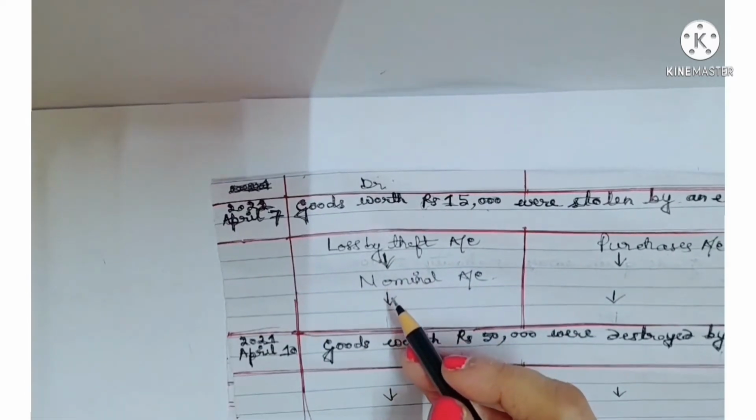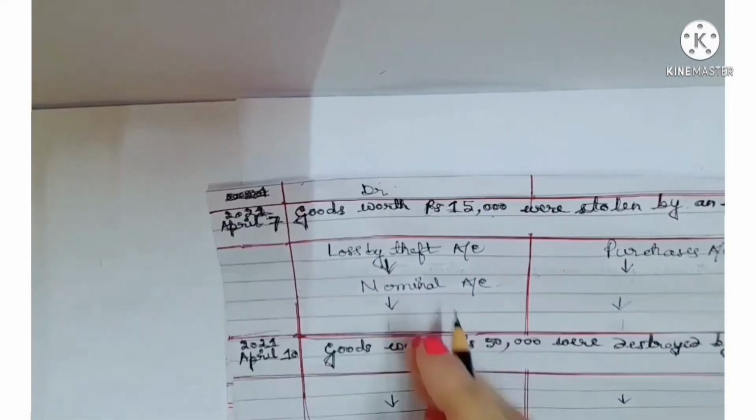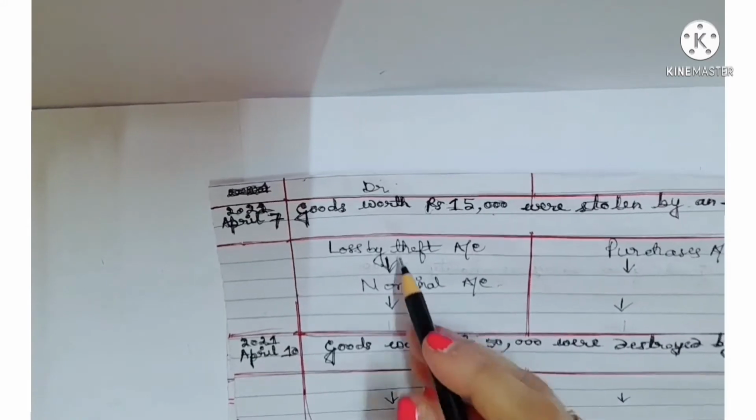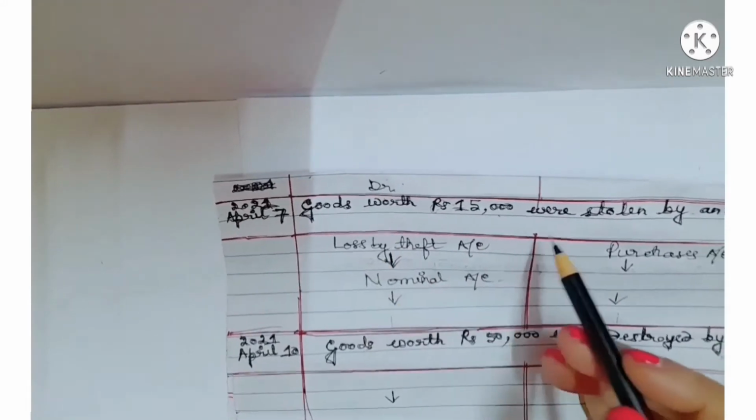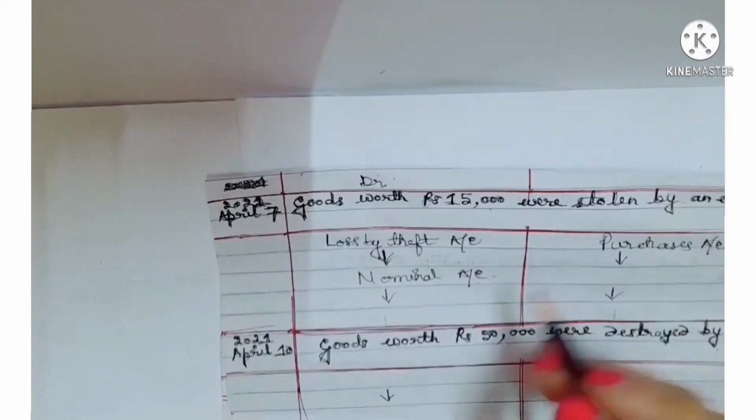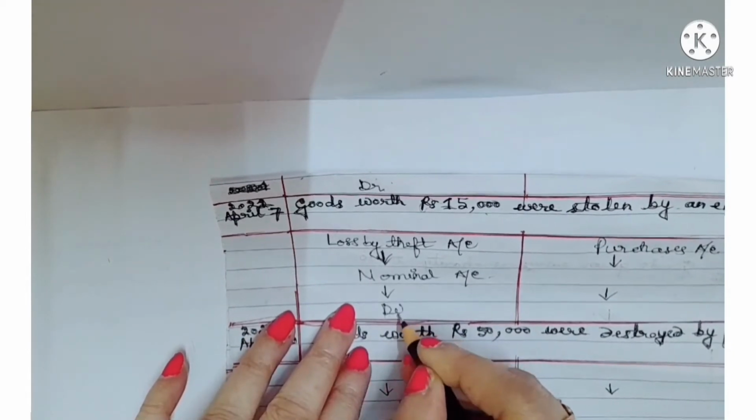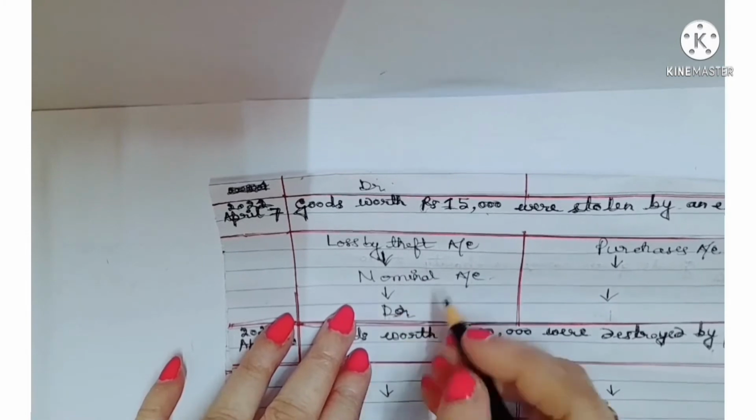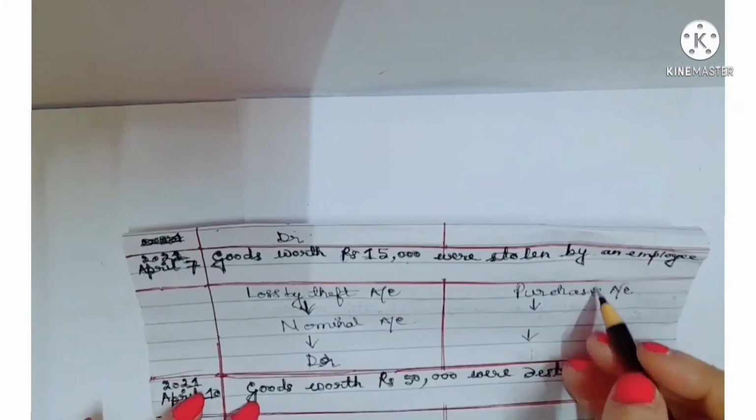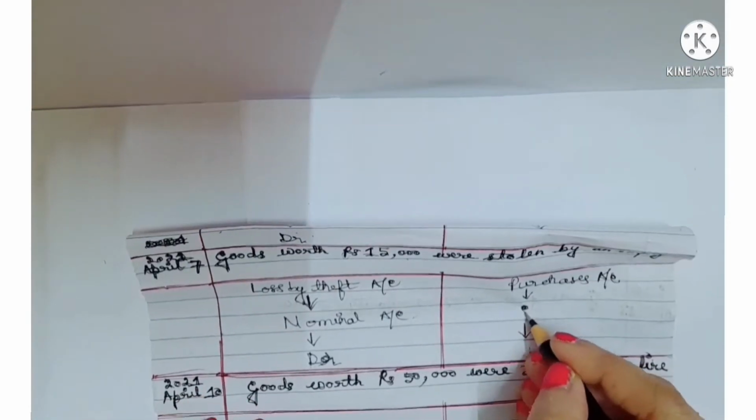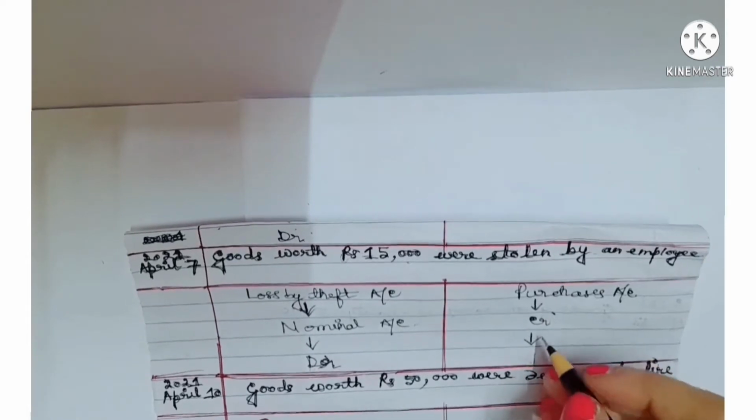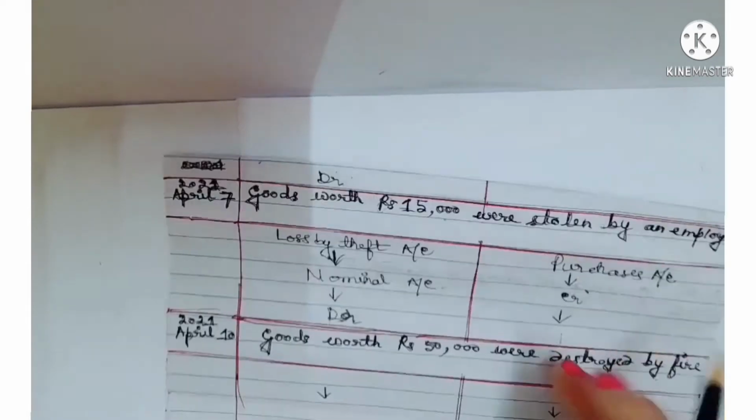According to nominal account, all losses and expenses are debit. Here goods were stolen by an employee. It's a loss for the business, so it should be debited. So loss by theft account should be debited and purchases account should be credited, as I have already explained.